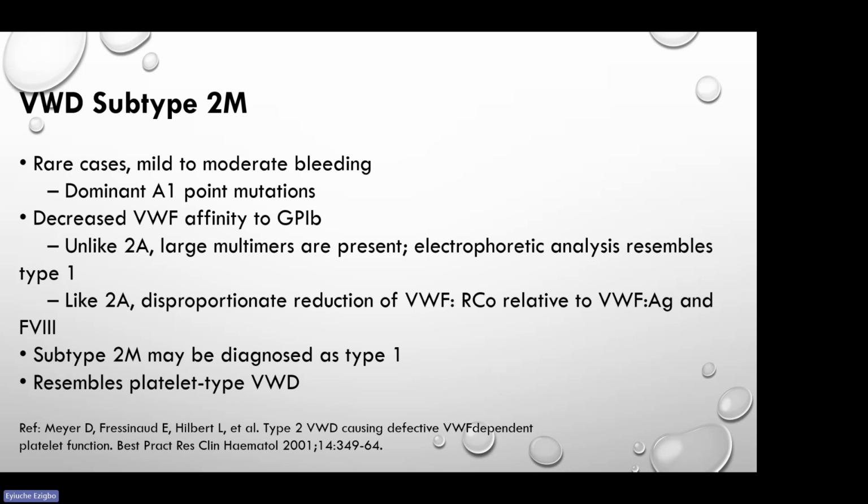So unlike 2A, large multimers are present because the von Willebrand factors are not being consumed in adhering to the platelets. So the multimers are there. When we carry out electrophoretic analysis, we'll see the large multimers. Like type 2A, there is disproportionate reduction in the von Willebrand factor function assay. Subtype 2M may be diagnosed as type 1. It may resemble platelet type von Willebrand disease.